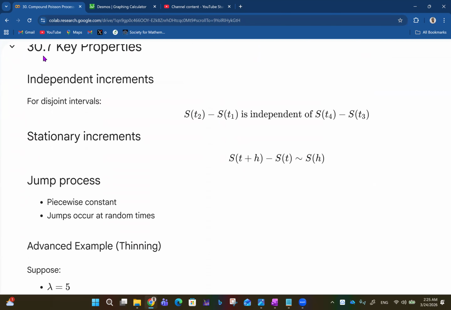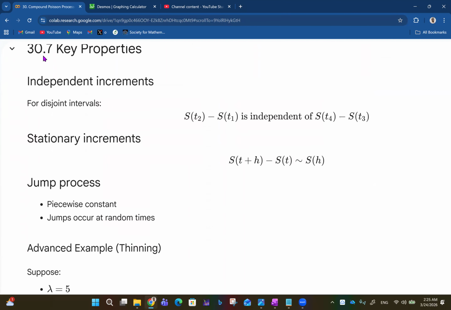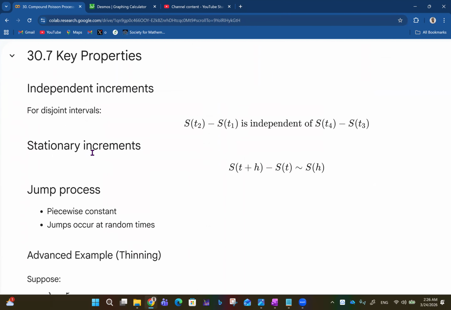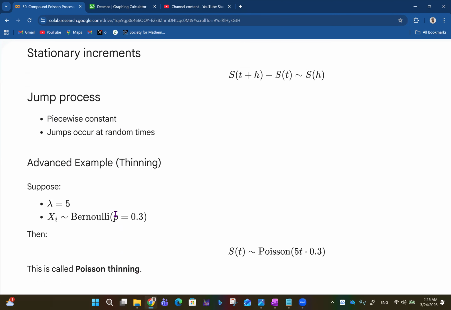Then we have key properties for compound Poisson process. For disjoint intervals, we know that S of T2 minus S of T1 is independent of S of T4 minus S of T3. And you have stationary increments, so the same thing applies: S of T plus H minus S of T is approximately S of H. Then you have the jump process where we have piecewise constant, with jumps occurring at random times. And you have the advanced example of thinning.